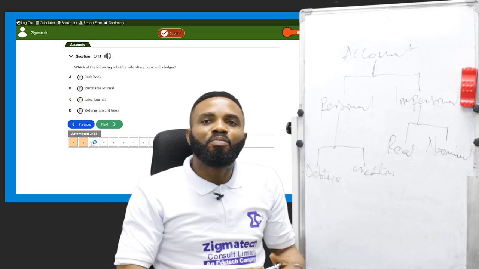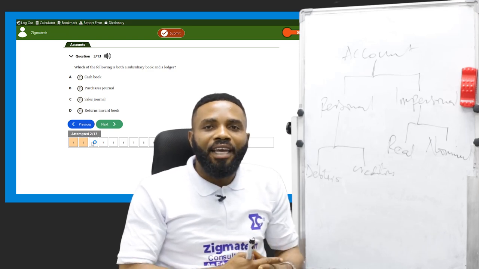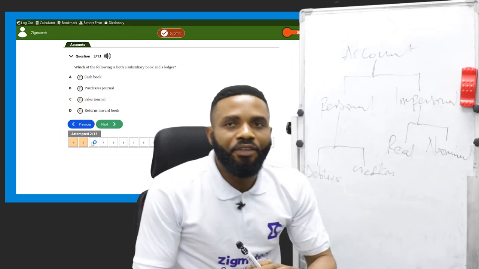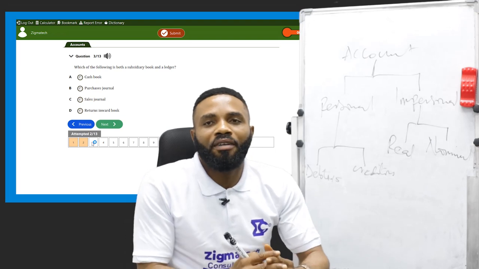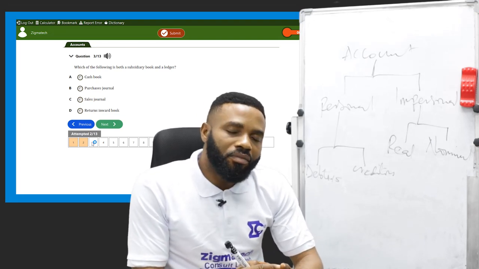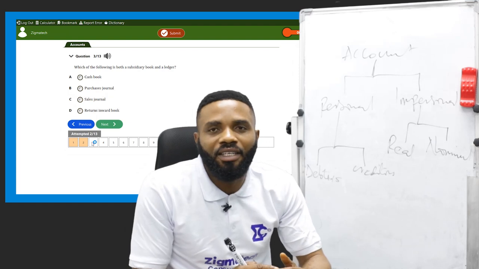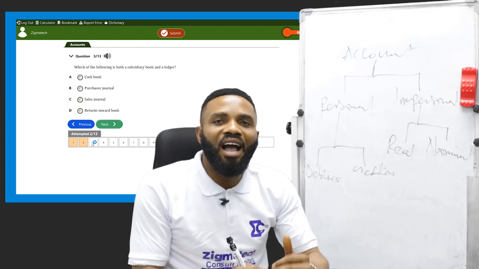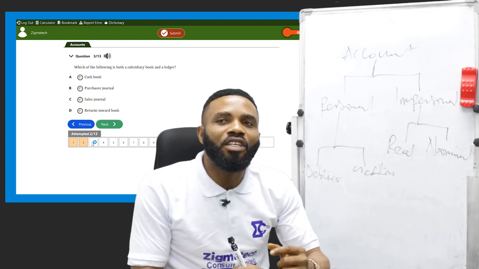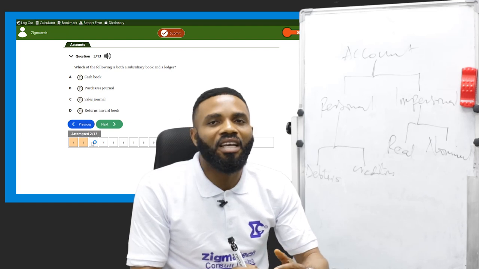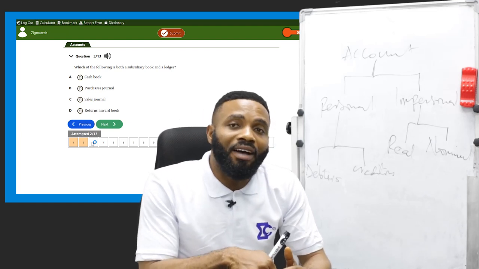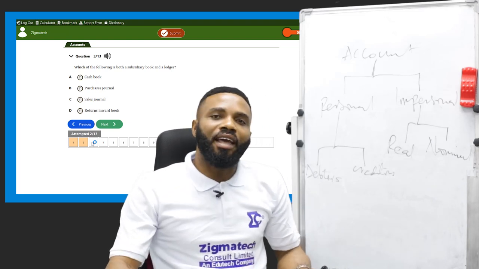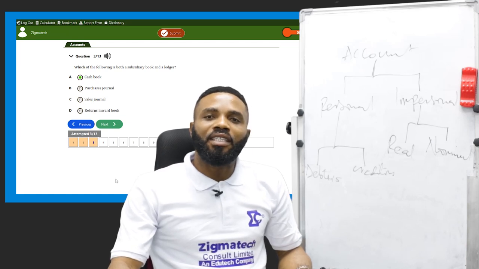And then let's take the second to the last question. Which of the following is both a subsidiary book and a ledger? If you are watching the video for the very first time, we have some lessons on the cash book. If you go to that lesson, you will see we have explained what a cash book is, and we said a cash book is the only book that serves dual purposes. It serves as a subsidiary book and also as a ledger. So the answer there is A.